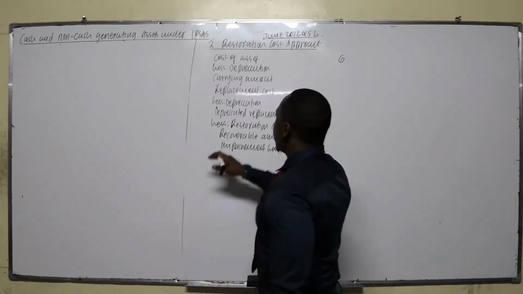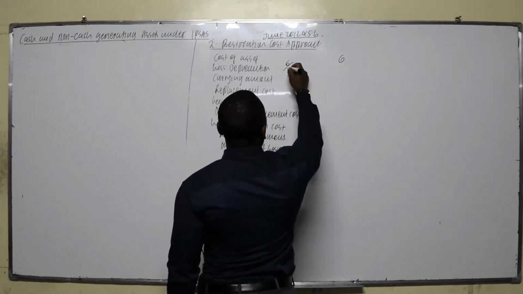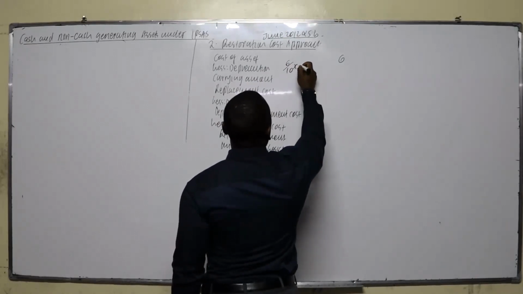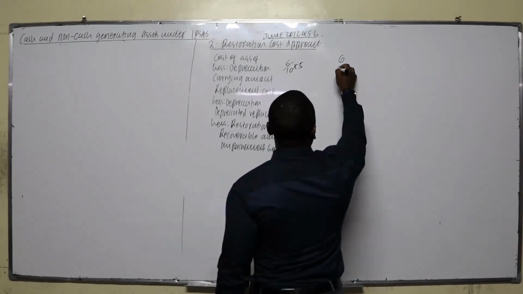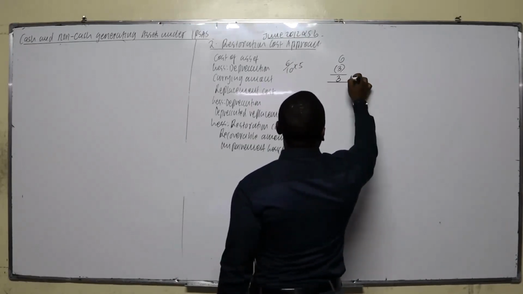So let's determine the depreciation. The cost was 6. The expected economic life was 10. Then we're evaluating at 5 years, you get 3. So that means at the date of assessment, the carrying amount was 3.